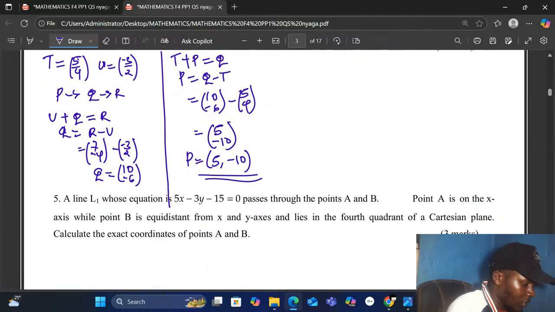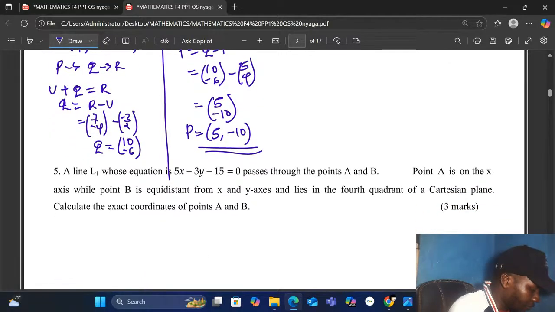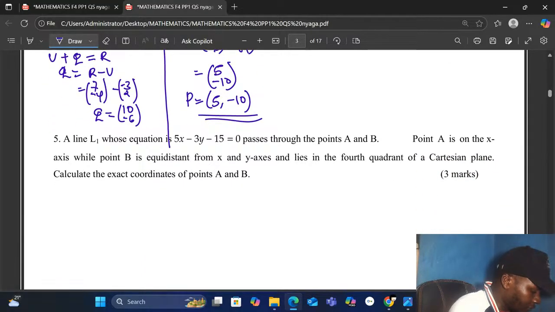Then we move to question 5. A line L1 whose equation is 5x minus 3y minus 15 is equal to 0 passes through the points A and B. Point A is on the x-axis, while point B is equidistant from the x and y-axis and lies in the fourth quadrant of a Cartesian plane. Calculate the exact coordinates of points A and B.